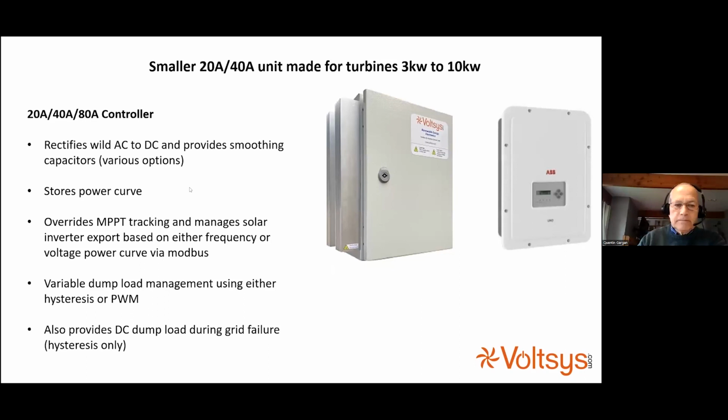Okay. So then we developed a rectifier controller because obviously a lot of wind turbine manufacturers didn't make their own rectifiers and dump loads. So the rectifier takes wild AC and converts it to DC and provides smoothing capacitors. And we have various options of smoothing capacitors depending on the number of pole pairs in the generator and the frequency at which it's running. Obviously, a higher frequency generator needs less capacitance than one with very few poles and its lower RPM.